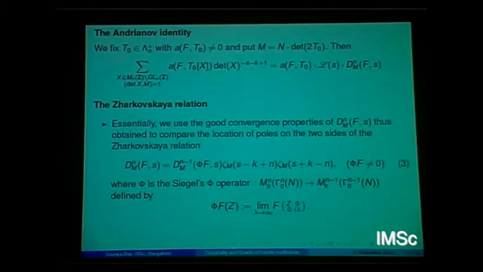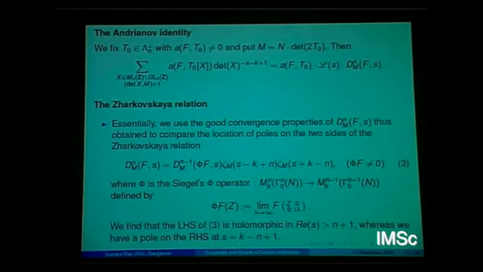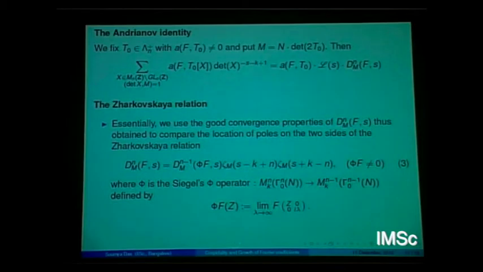The next step would be to use the so-called Zharkovskaya relation, which just relates the standard L functions, standard zeta functions of degree n and degree n minus 1, like this for a non-cusp form. So phi f is non-zero, and let's not worry much about this. This phi is the standard Siegel operator, and this relation is called the Zharkovskaya relation.